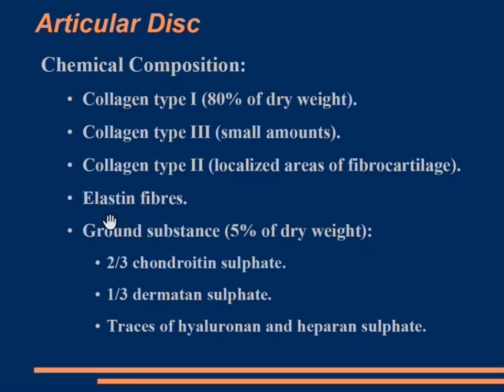Collagen is the main component. Elastin fibers will decrease with age. They are abundant at childhood and decrease as the individual ages, leaving fewer elastin fibers. In the ground substance, fibronectin and tenascin are also located in the articular disc.